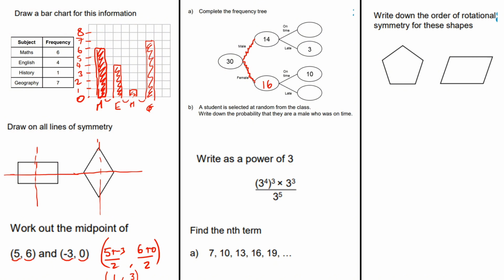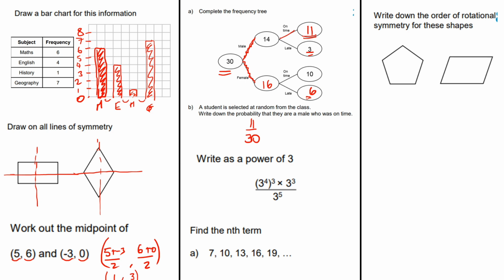And then you've got 3 here. This means this is going to be 11. You've got 10 here. This means this section is going to be 6. Okay. Now it says a student is selected at random from the class. Write down the probability that they are a male who was on time. Male who was on time, so that's 11, so that's male on time is 11 out of 30, because 30 is the total number of students and they're picking it at random.